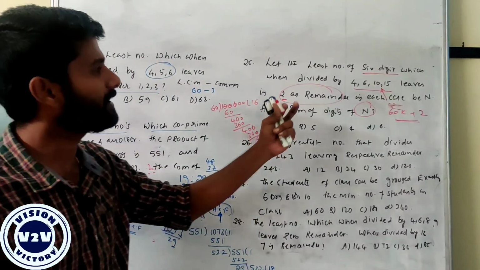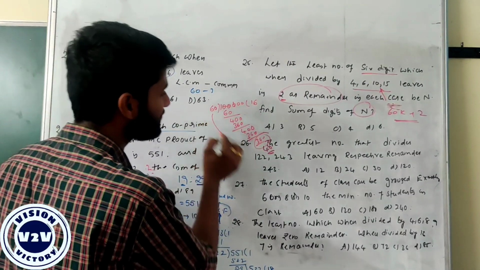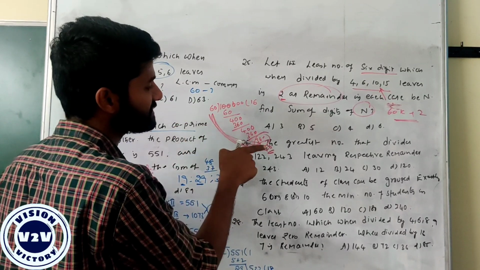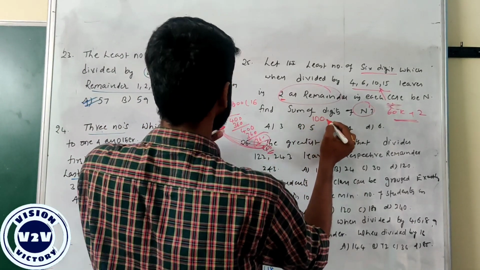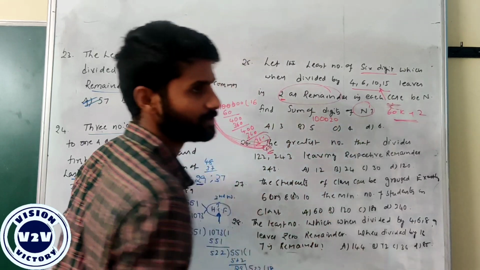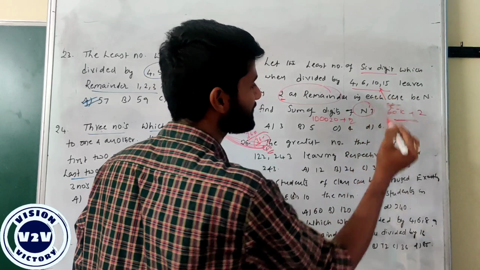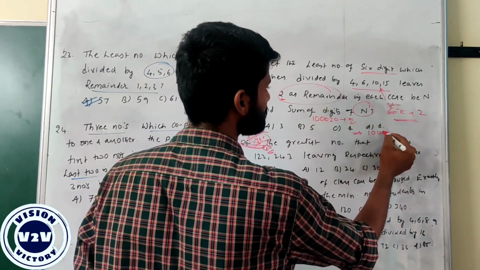So we want the least number, which means we need to add to cover the remainder. The difference between 60 and 40 is 20. So the answer is 100,020. And we required a remainder of 2 every time, so the answer is plus 2. So the final 6 digit number is exactly equal to 100,022.